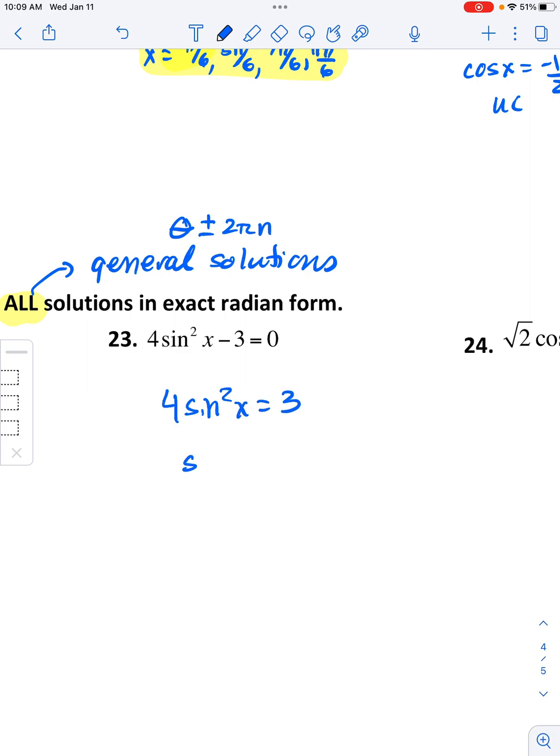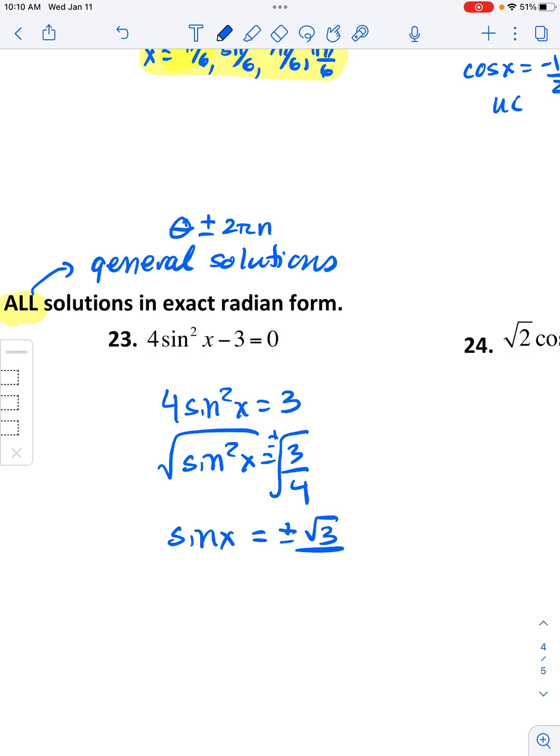Move that over. Divide. And square root, plus or minus. So I end up with sine x equal to, and over here, I can't square root the 3, so it stays that, but the 4 turns into a 2. So I go to the unit circle. Obviously, that happens in a couple of places. And actually, because it's plus or minus, I'm going to have 4 places.